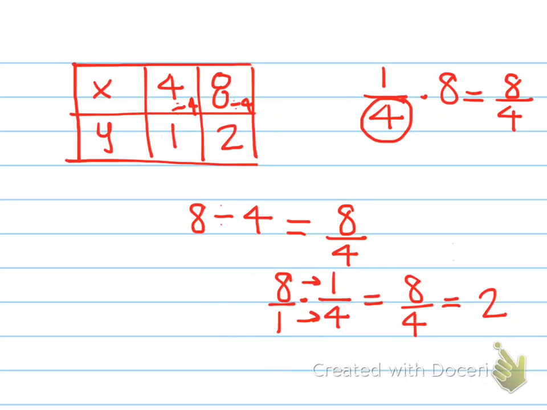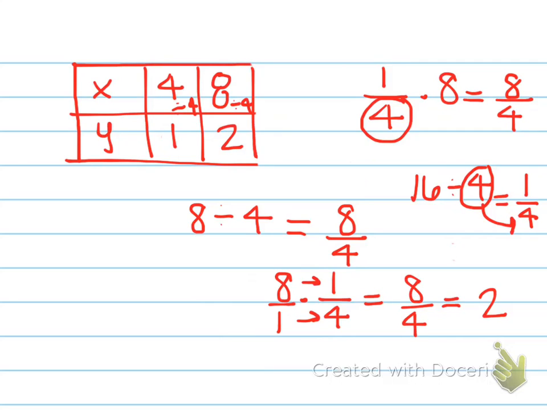So let's say I was taking the number 16, and I was dividing by 4. What fraction would I be multiplying by? I would be multiplying by 1/4, because you take what you're dividing by and you put it in the denominator.